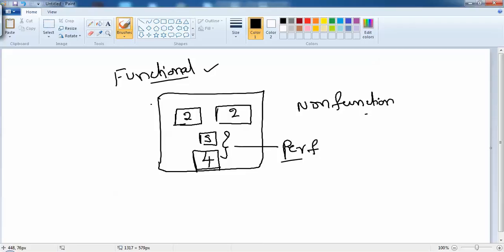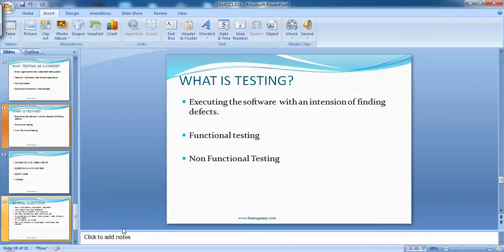Okay, functional testing means verifying the external behavior of the application. Non-functional testing means verify the performance. Is it really important? Yes, of course. Non-functional testing also very important. Okay, so we should maintain speed, right? So that's why non-functional testing also very important. I hope you guys clear what is functional and what is non-functional testing.